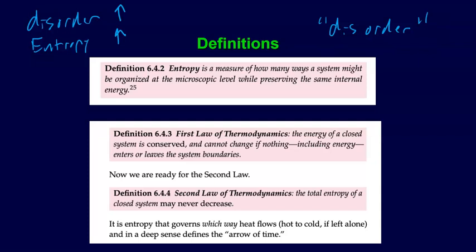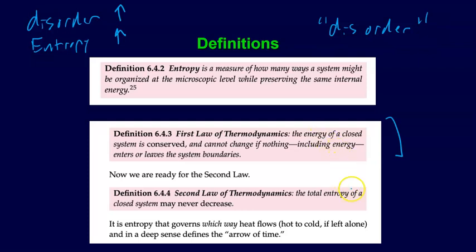So the two rules that are going to define our heat engines are called the first law of thermodynamics and the second law. The first law is just conservation of energy, right? It's just saying that whatever energy we take from the hot reservoir has to equal the work plus the heat we send into the cold reservoir, like we were just talking about.